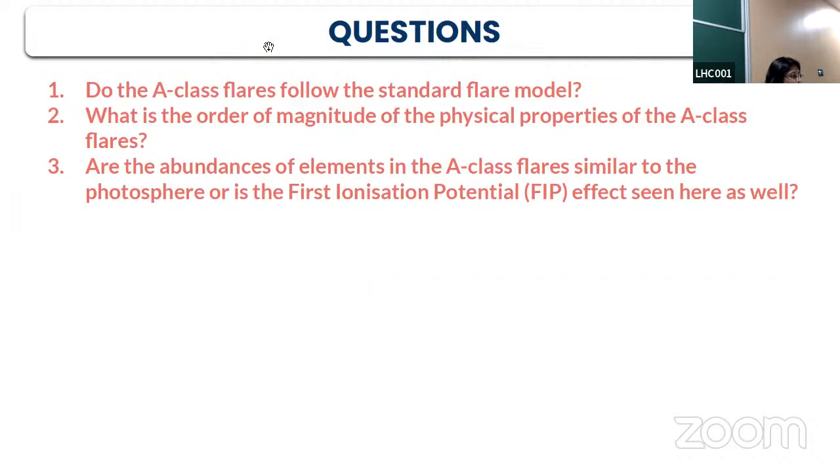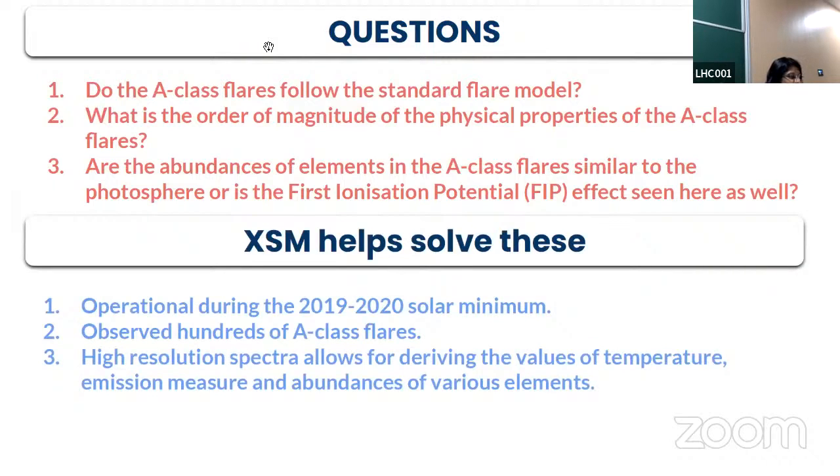We can use XSM to help solve these because XSM was operational during the solar minimum of the 25th cycle, that is during 2019 and 20. As a result, it has observed hundreds of A-class flares. Since it provides very high resolution spectra, we can use it to derive the values of temperature, emission measure, and the abundances of various elements also.